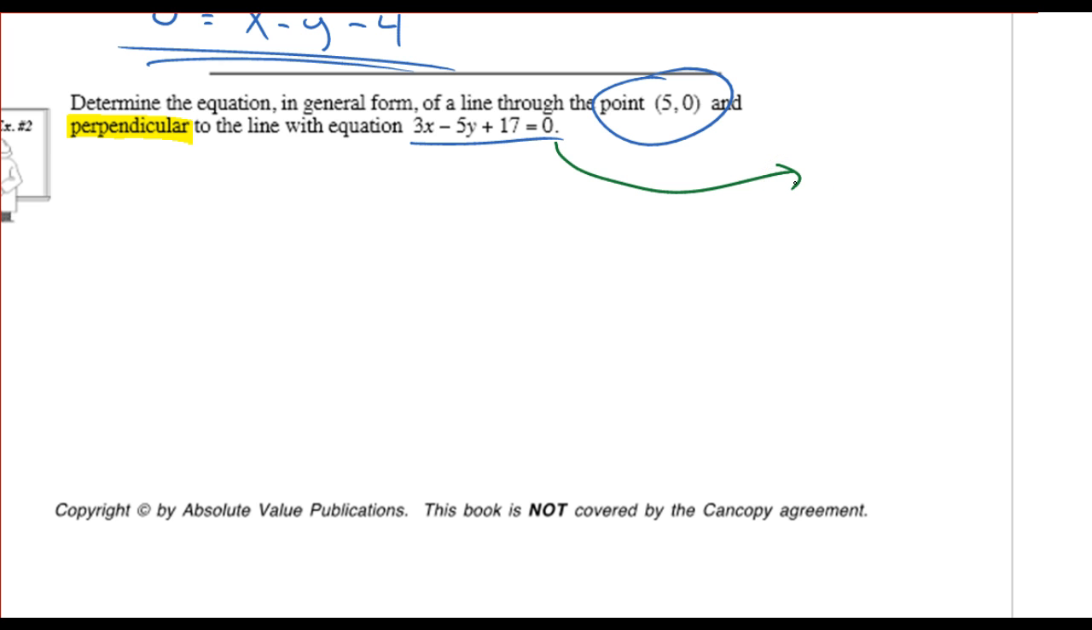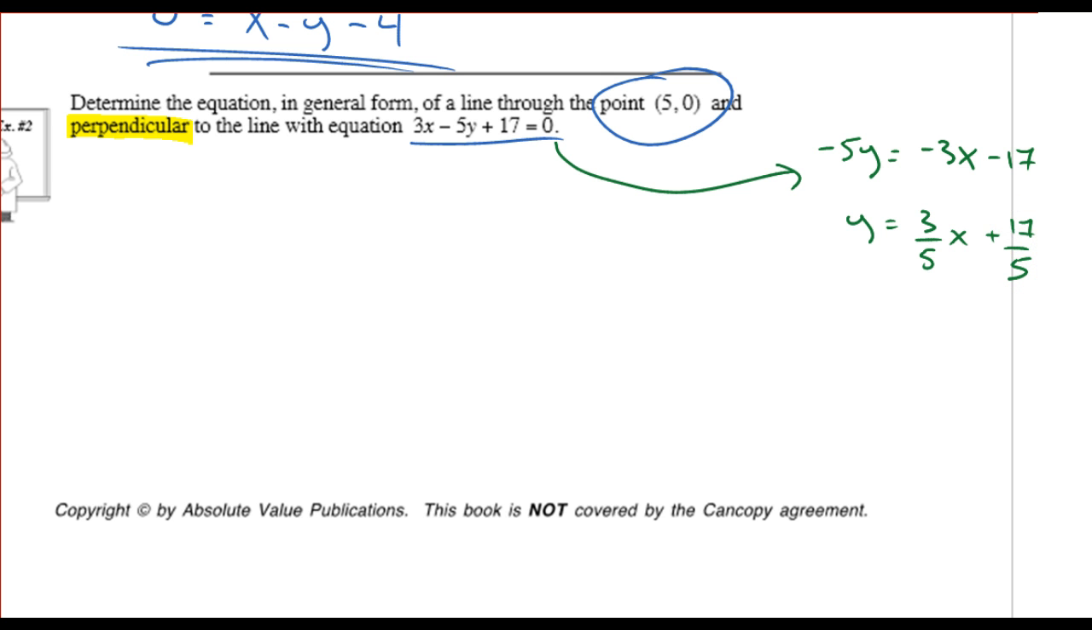I'll do it on the side here to get the slope of this line. To get the slope, I need to rearrange it into y-intercept form. So let's go ahead and do that. It's going to be negative 5y equals negative 3x minus 17. Okay, keep going here. y equals 3 over 5x plus 17 over 5.